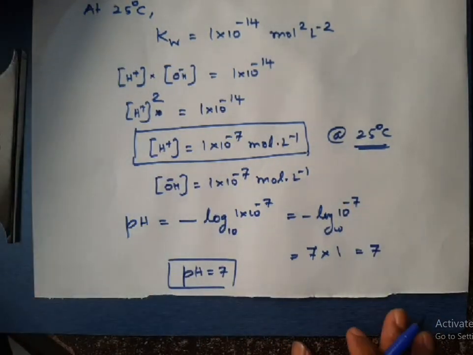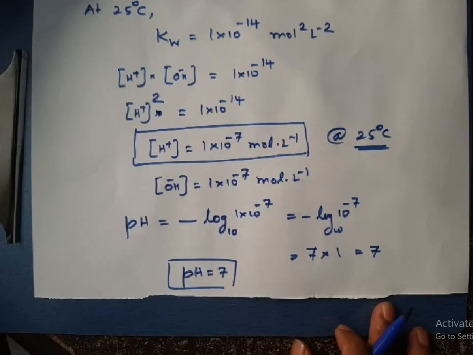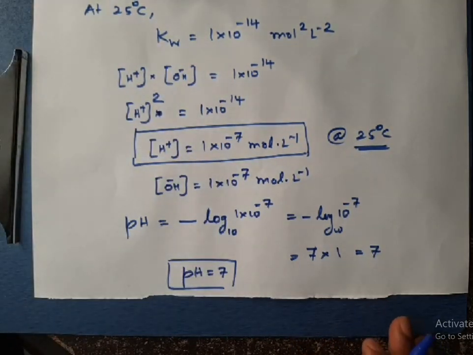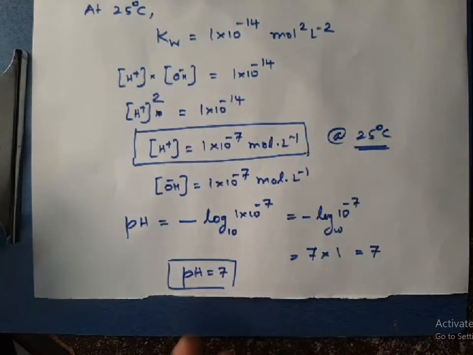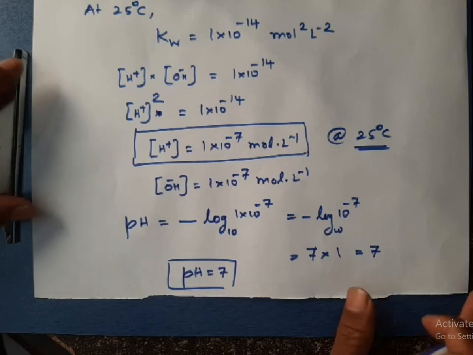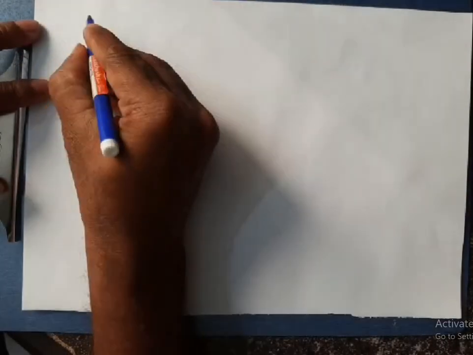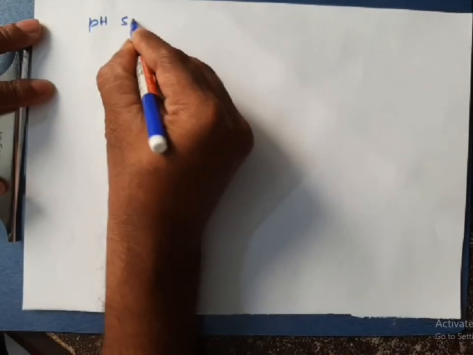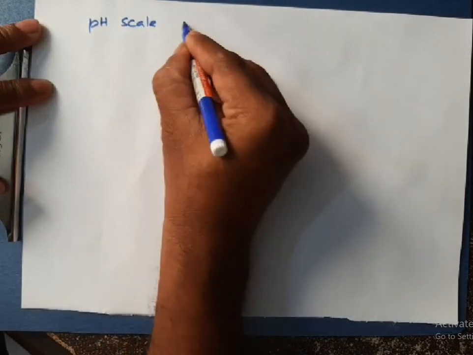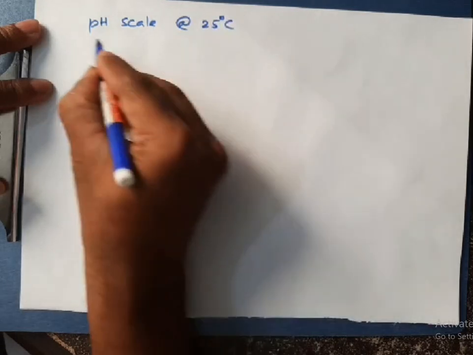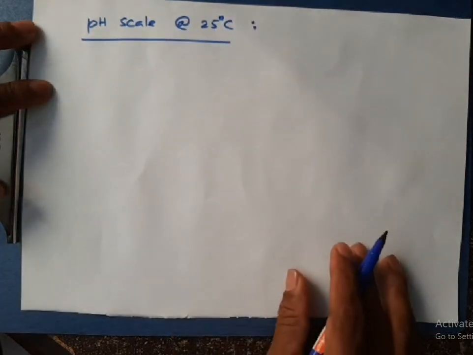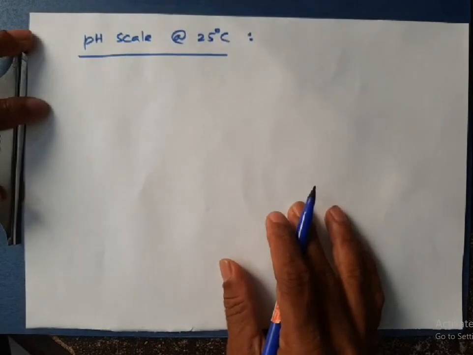Don't forget that. Temperature is very, very important. At 25 degrees Celsius, the pH of pure water is 7. Now, let me just introduce the pH scale. What is the pH scale at 25 degrees Celsius?